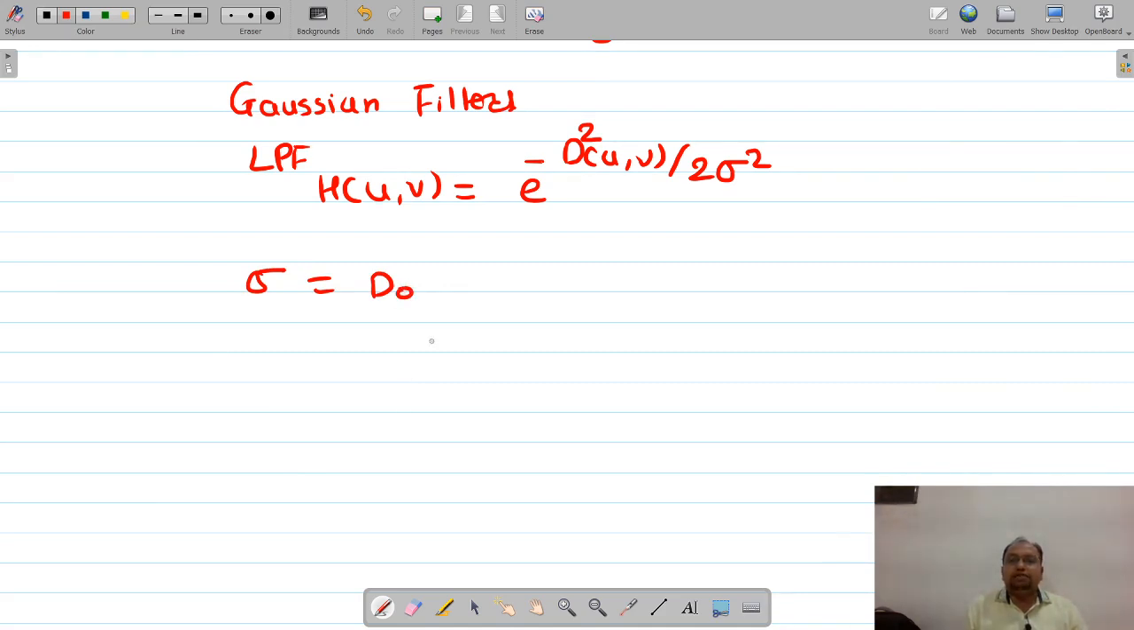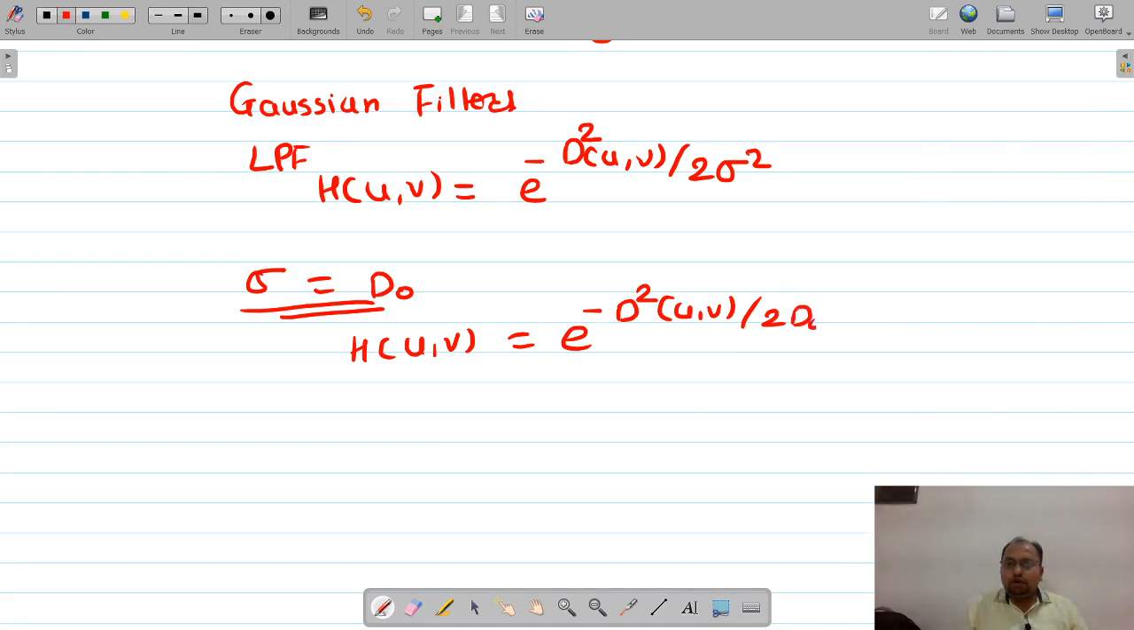It is nothing but a spreading out of your particular pixels. So let sigma equal D0. This equation gets modified as H(u,v) = e^(-D²(u,v)/2D0²). Is that fine? This is a Gaussian low pass filter.